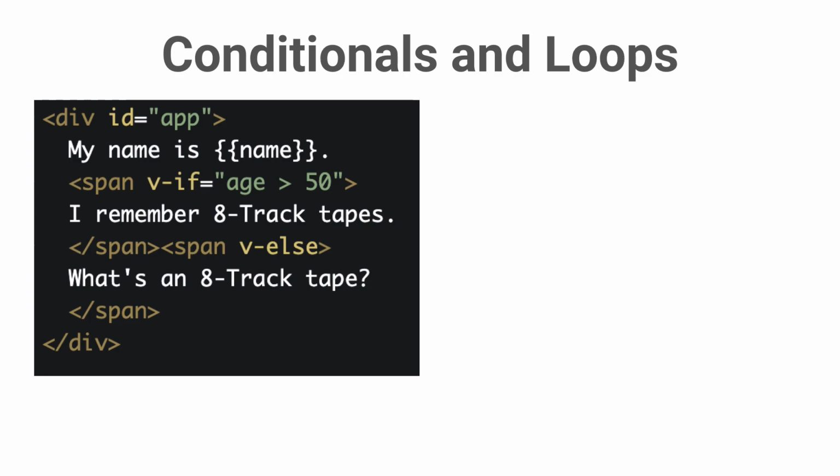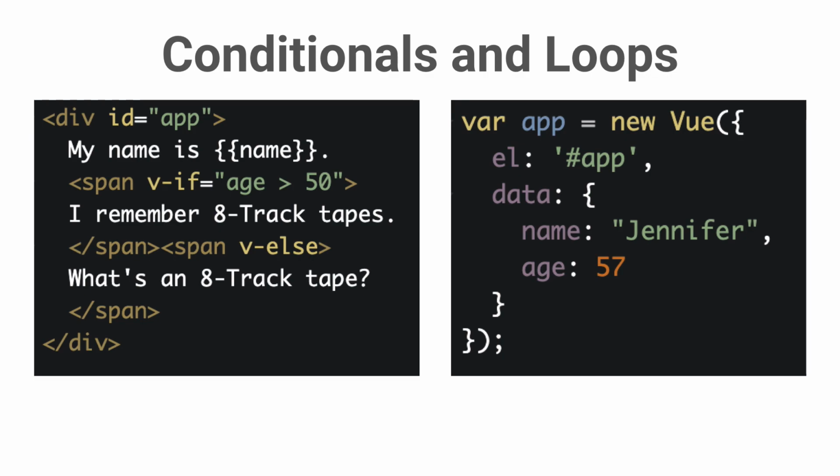Next, we have a span tag that has a v-if directive on it. It is comparing the data variable called age to see if its value is greater than 50. If it is greater than 50, then the text, "I remember 8-track tapes," will be displayed. Here is the code for our component.